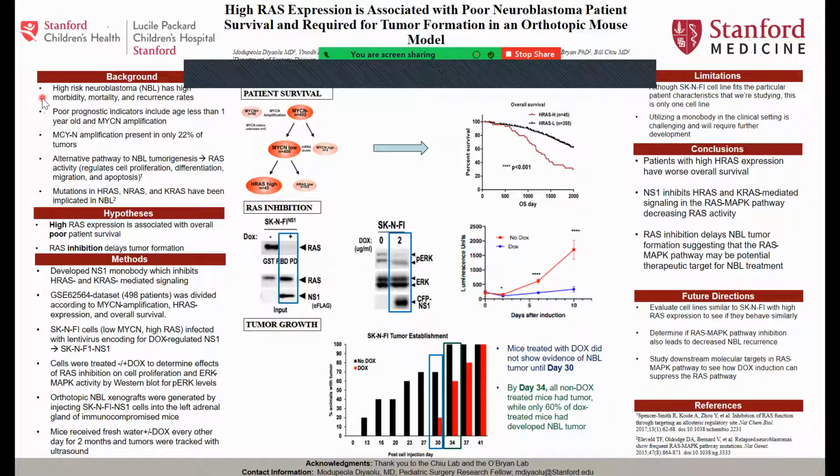Hi, my name is Dupe Diyaolu, and I will be presenting our work titled High RAS Expression is Associated with Poor Neuroblastoma Patient Survival and Required for Tumor Formation in an Orthotopic Mouse Model.